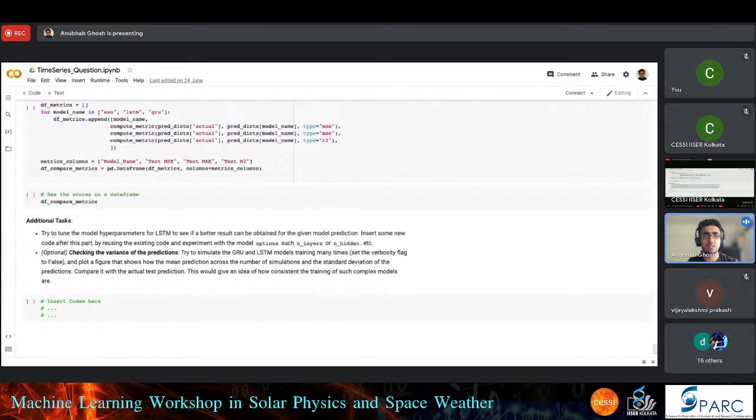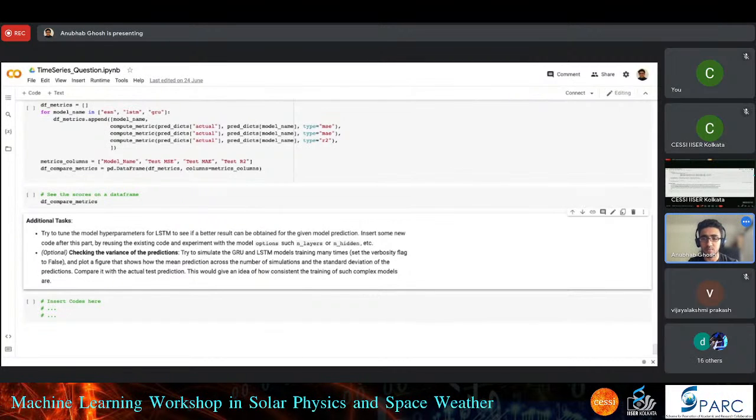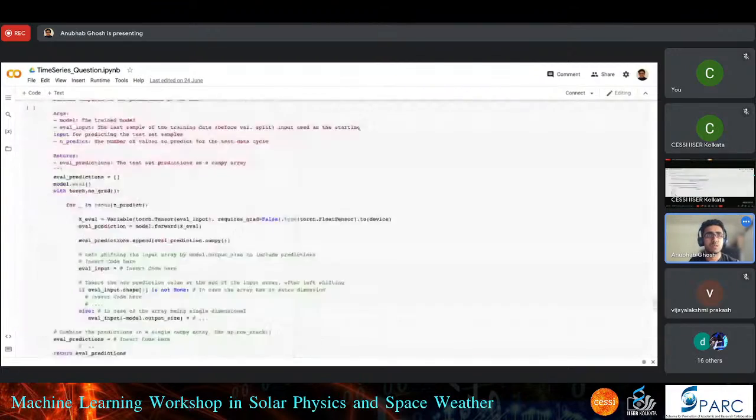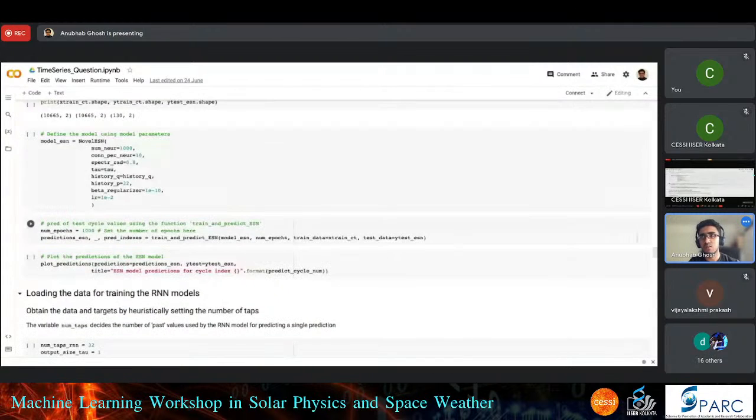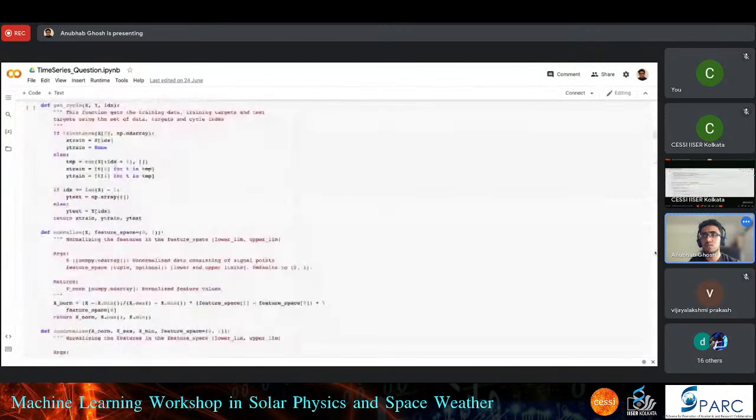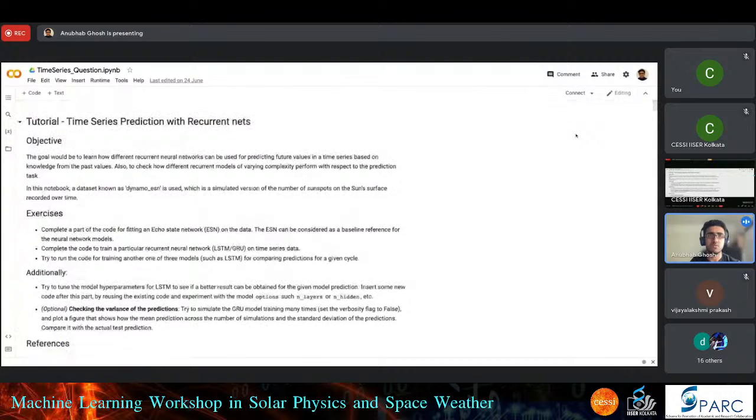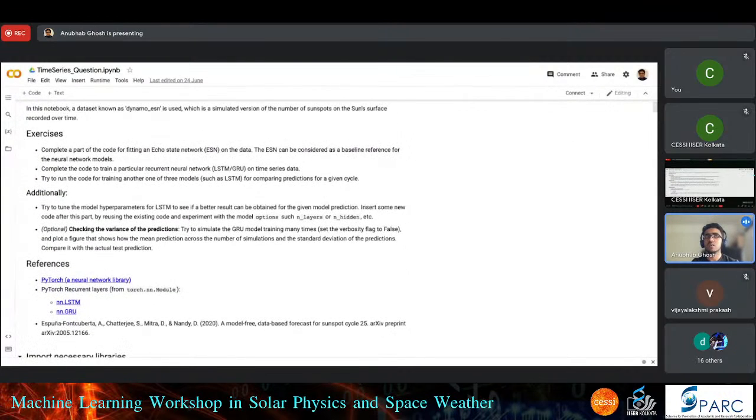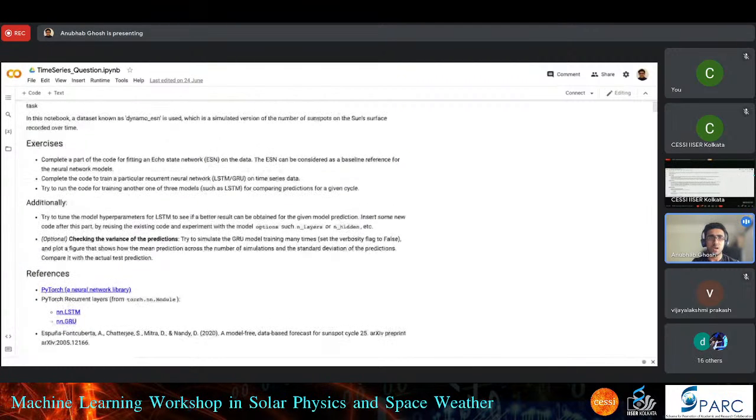And then I have some additional tasks, if you have time and are interested in exploring further, of trying to change the model hyperparameters of the LSTM to perhaps improve the prediction, or checking the variance of the prediction, and I provided some hints of how you can do that. So that's actually all about the notebook. There's only one notebook for this tutorial. So I think you can proceed and try a bit.